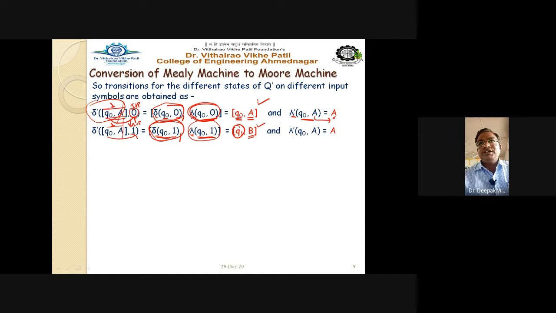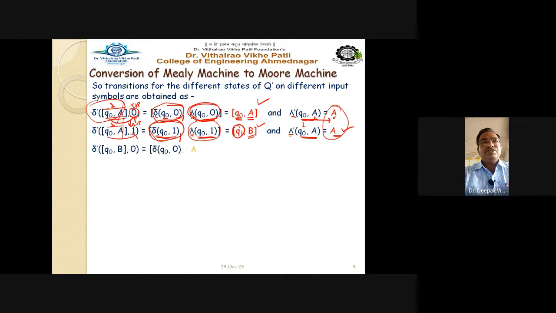So here it is written, but you can write it on the next line also. Due to the space limitations, I have written it in a single line. So λ'([Q0, A]) is equal to A, right? Because for one state you will get the same value of output, because this is a single state. Now [Q0, A] is the same single state in the resultant Moore machine. So that's why the output associated with the state is a single one, right?